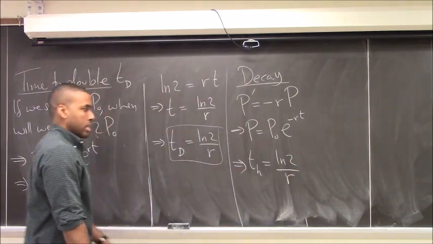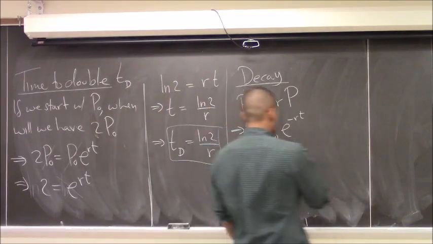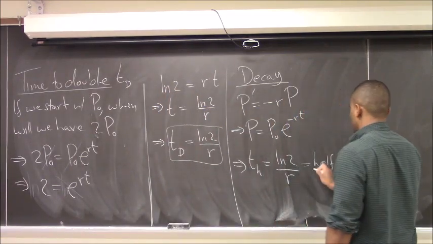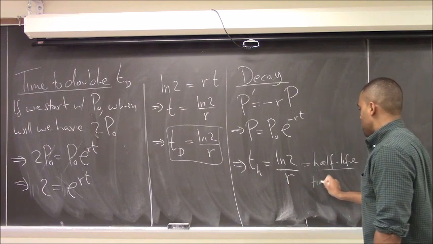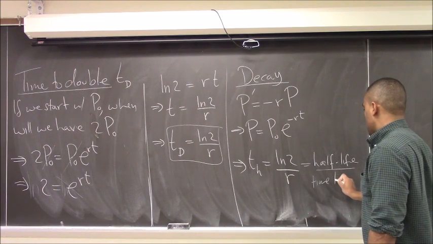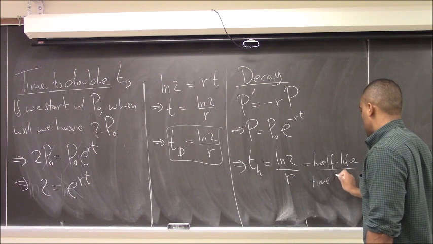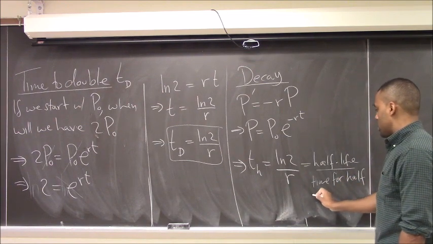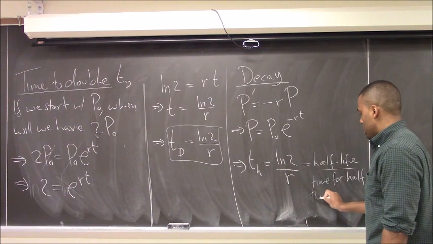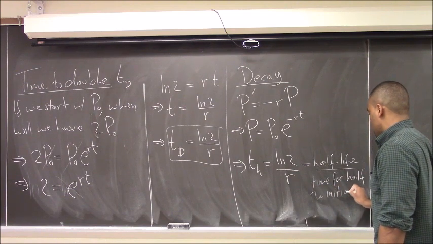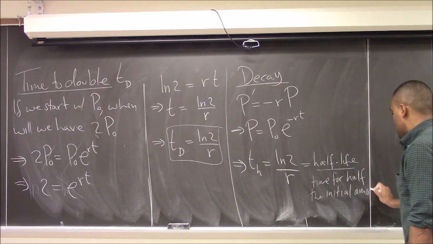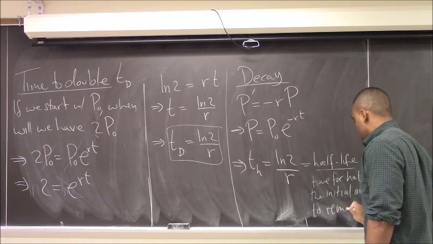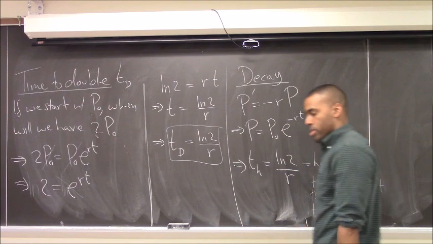All right, so all of these happen. This one is called half-life. And this is the time for something decreasing, for half the initial amount to decrease, half the initial amount to remain. For those of you who are doing chemistry, that's something you would have heard of a lot.